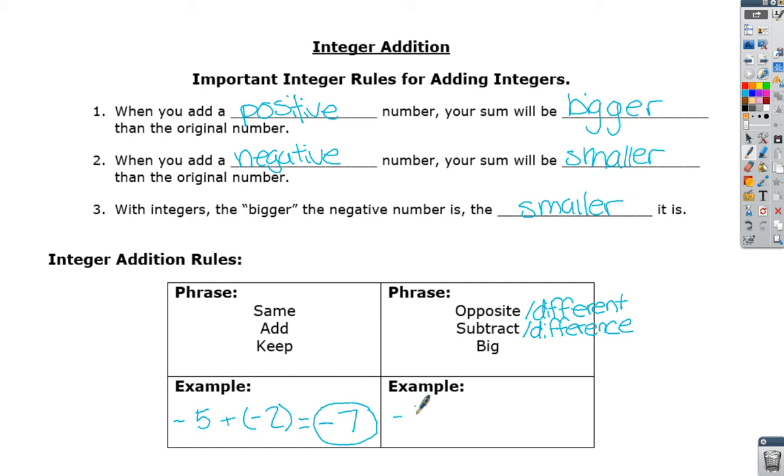So if we have -5 plus 2, we have a negative and a positive, so our signs are different. We're going to take the difference, meaning we're going to subtract our smaller number from our bigger, so 5 minus 2, which is 3, and keep the sign of the bigger number. So our bigger number is -5, so our sign is negative. So our answer to -5 plus 2 equals -3. Again, when the signs are different, you take the difference and keep the sign of the bigger number.